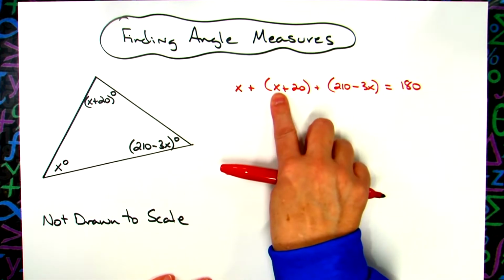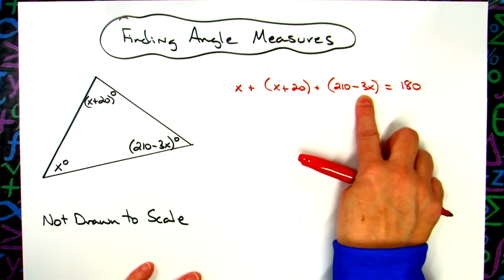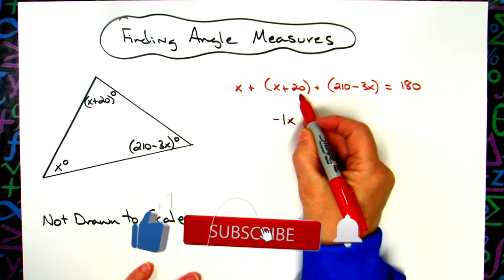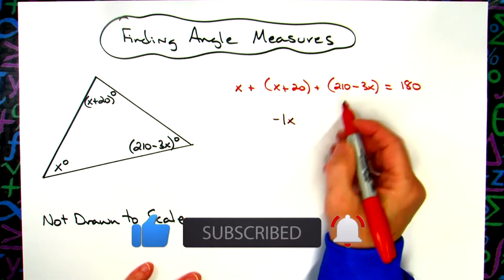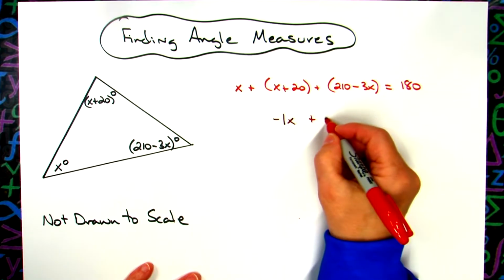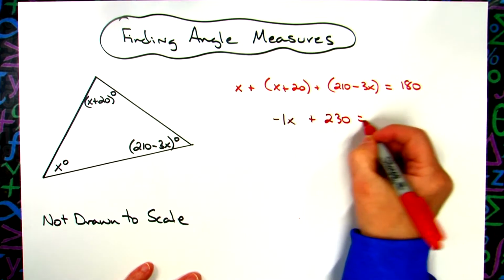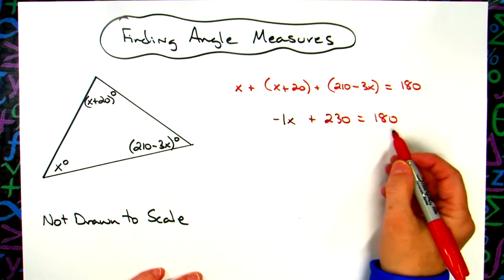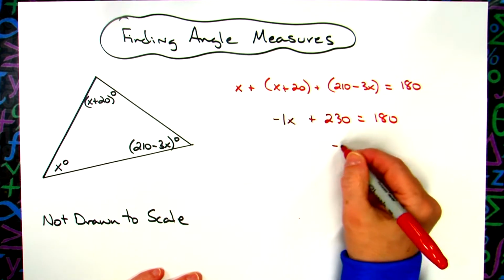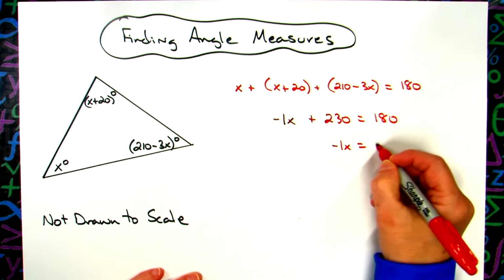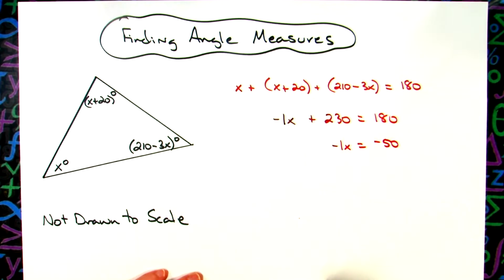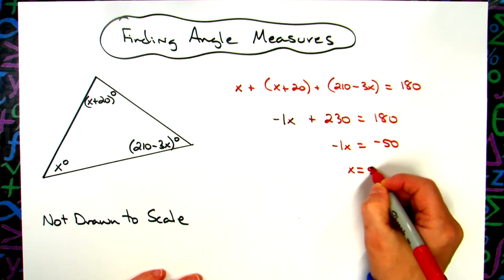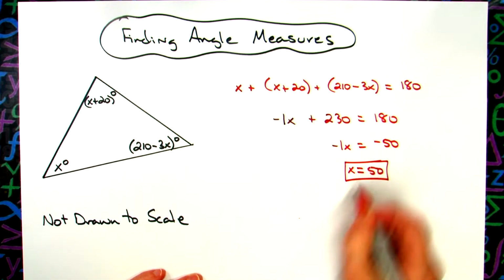So we got x plus x minus 3x will give us a minus 1x. All right, we're going to go ahead and add the 20 and 210 to combine some like terms there. So we'll have plus 230 equals 180 degrees. Okay, then we're going to subtract 230 from both sides of the equation. We'll have a negative 1x is equal to a negative 50. Dividing both sides by negative 1 there, we'll have x equals 50. So now we know x equals 50.